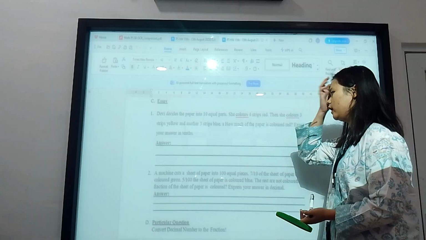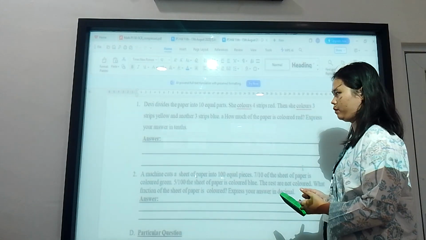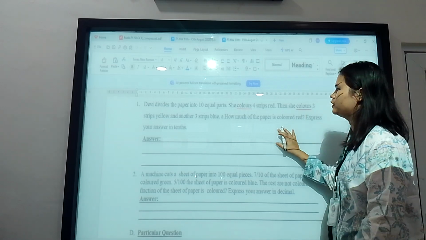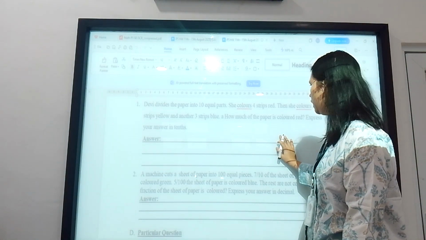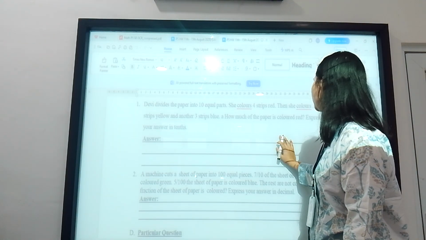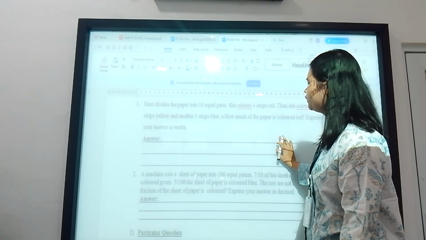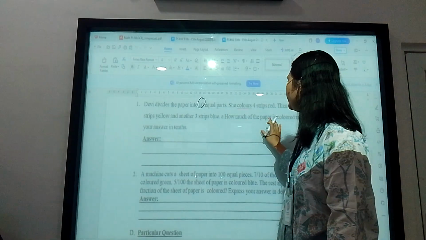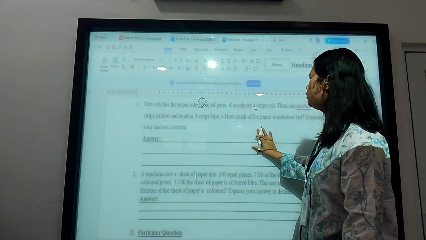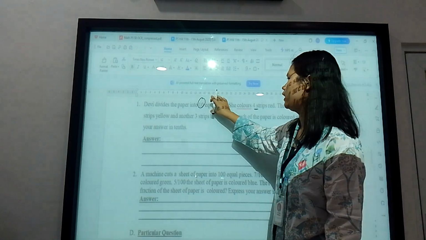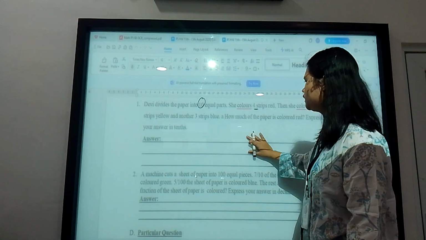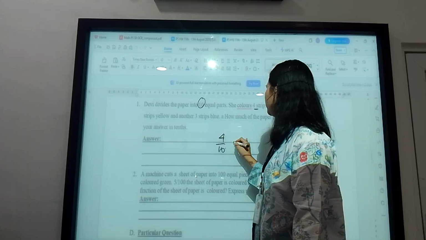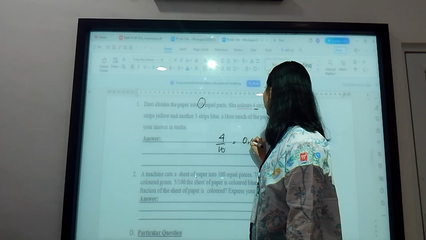Okay. Solve this one, please. Devi divides the paper into 10 equal parts. She colored 4 strips red, and then she colored 3 strips yellow and 3 strips blue. How much of the paper is colored red? The first one, we need to know how much all the paper is, 10, and then how much the red one. So if we already found the equal parts and then the red strips, we just make that red become 4 out of 10. Or in the decimal, it's like 0.4.